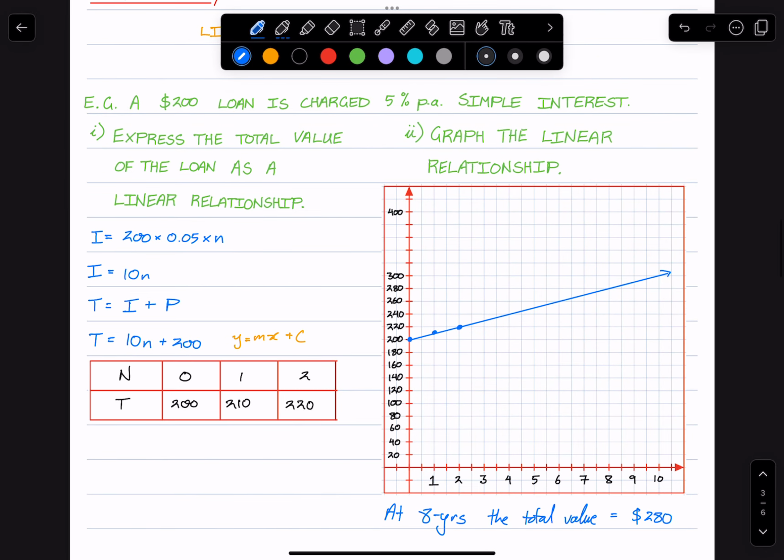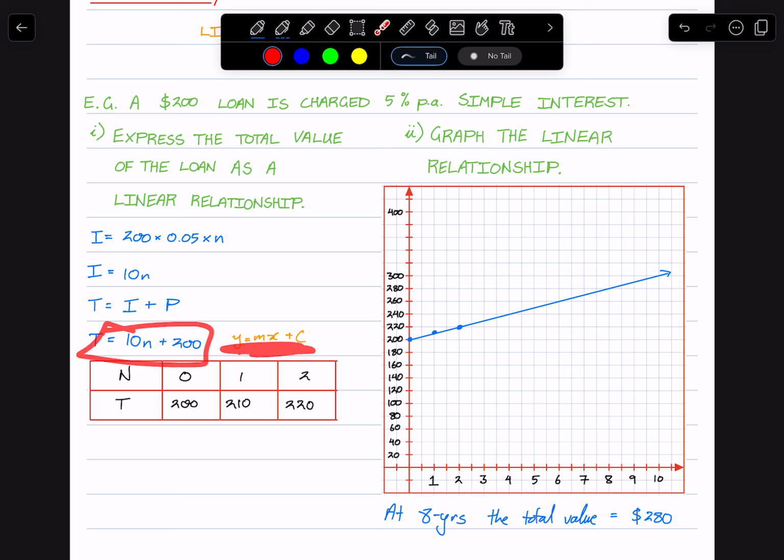All right, so I hope you can see that when we add the principal value of the loan, the equation of the line no longer becomes a direct variation. It's just that regular gradient intercept form.